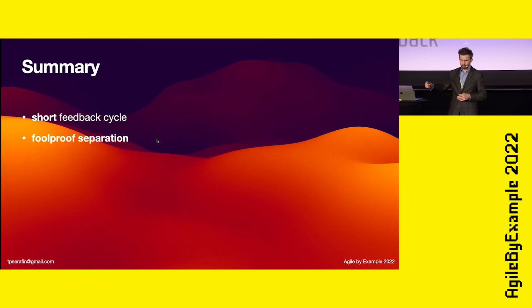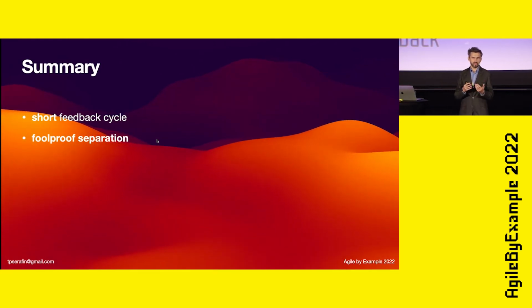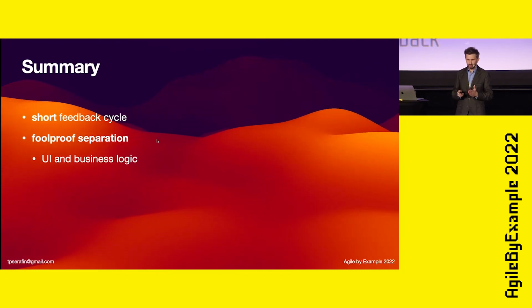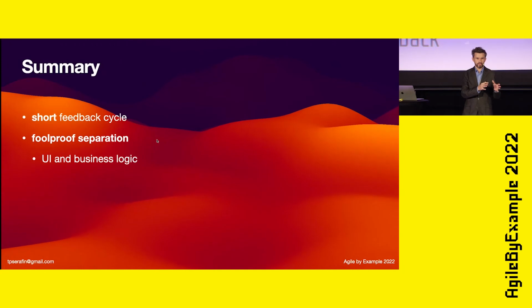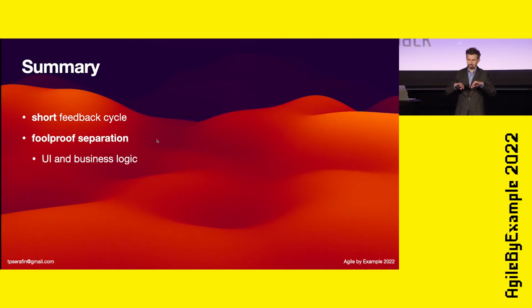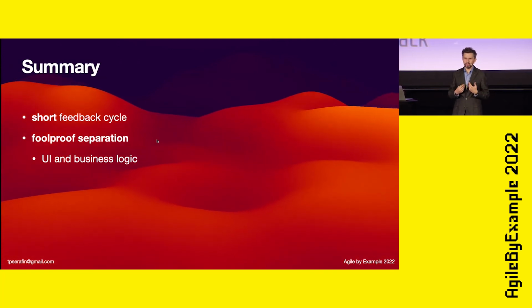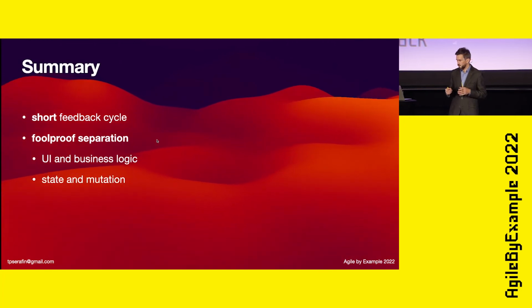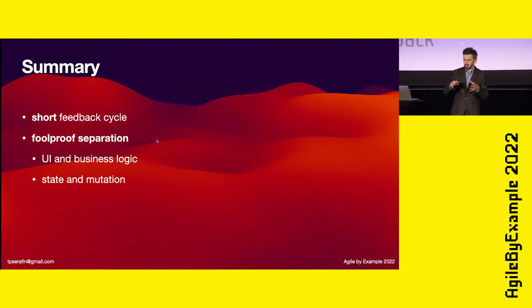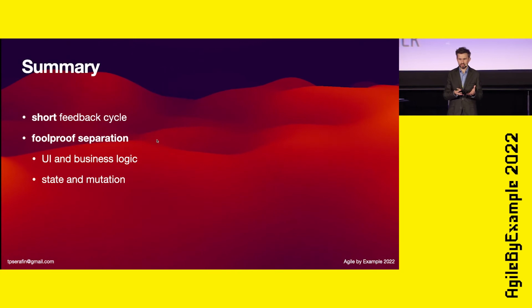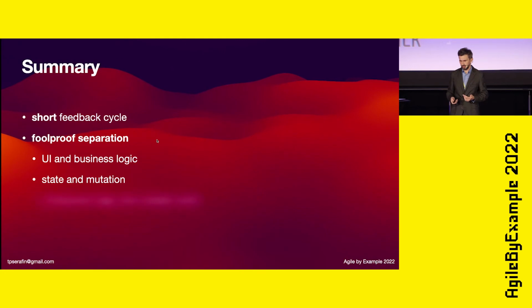Next thing, you've seen that this architecture really helps me to separate things. Like user interface is completely separated from business logic. There are two separate modules, two separate files, and it's very easy for me to do that. For a developer, you've seen that it's very easy to separate the definition of the state in which the application is and the code that mutates the state. There are two separate things.